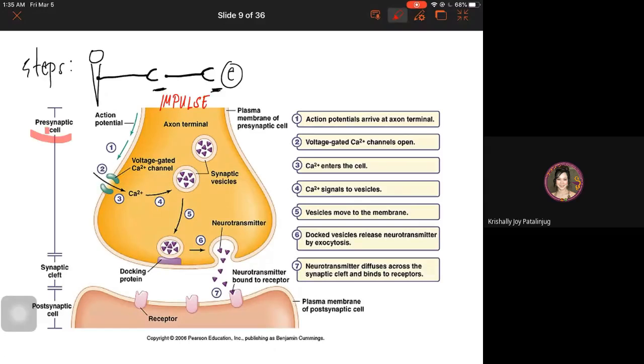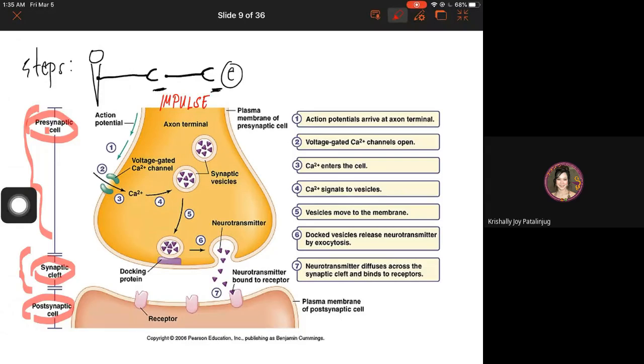First part, this is the presynaptic cell. Itong part na to. And then, we have this cleft, itong space. Then, of course, we have the postsynaptic cell. So, we have the presynapse, synaptic cleft, and the postsynapse in the bottom. Now, suppose there is an impulse, utos coming from the brain that reaches this area. Nakarating sa presynaptic cell. So, this causes an action potential.